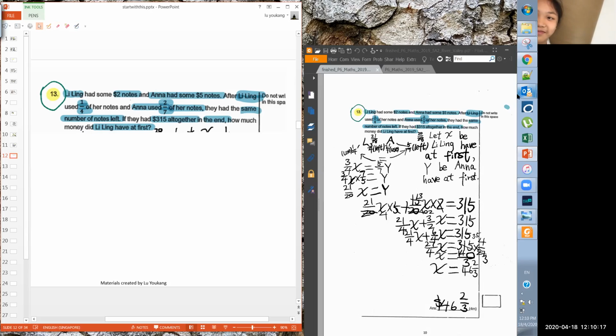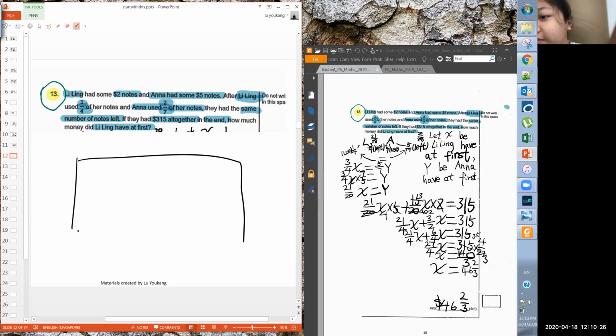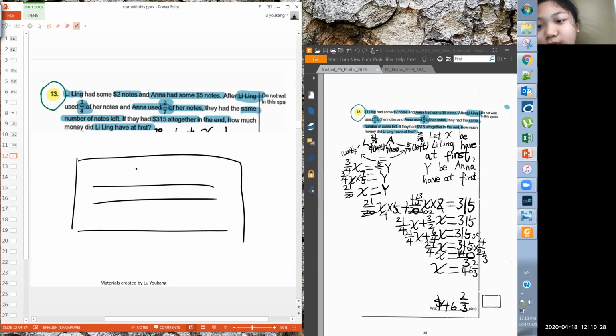Okay, you have $2 note, $5 note. So what you need to do is you need to use the table method. So this is cost per note. This is number of notes. So this is total money. So you have what? You have $2 and you have $5.